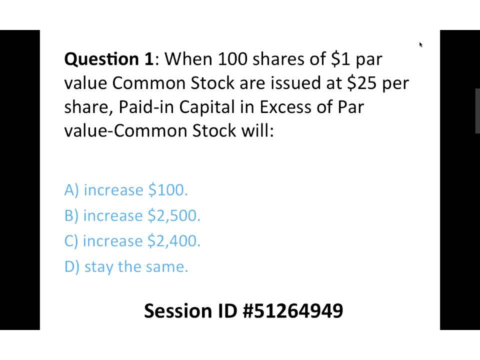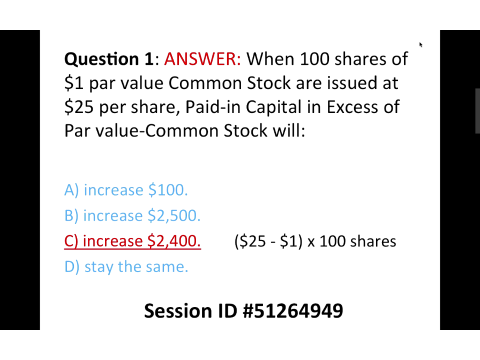So in this case, we issued it for $25, par value is $1, so that means $24 of every share will go into paid in capital in excess of par. So $24 a share times 100 shares is going to give us the 2,400 increase to paid in capital. Okay, so this first one, the answer is increase 2,400.